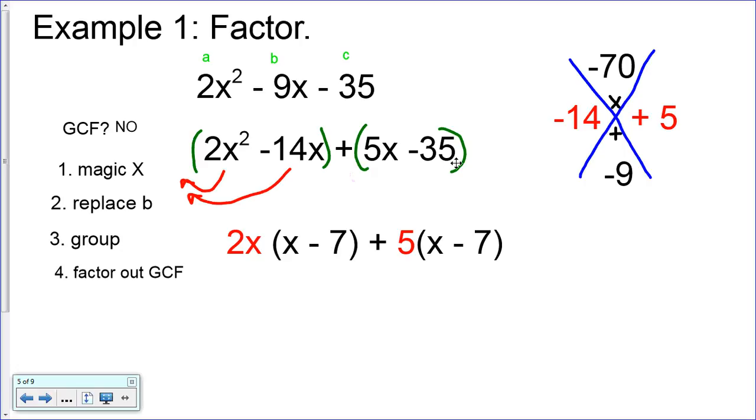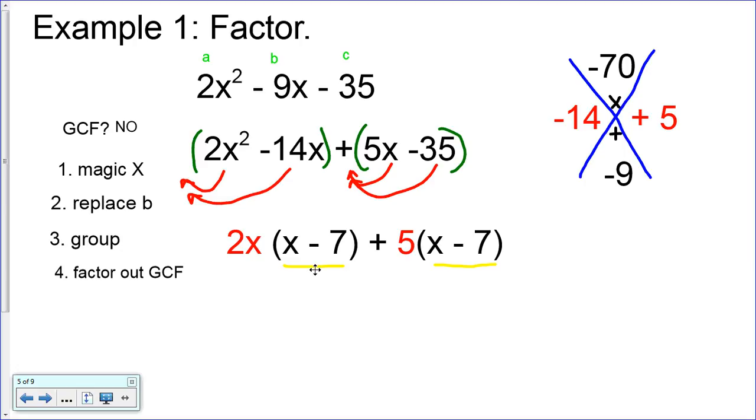5x and negative 35, they only have a 5 in common, so that's what I can take out of both of them, leaving me with x minus 7. Okay? So the red is what I've taken out, the black is what's left over. Do you see how the blacks on both of them are the same?